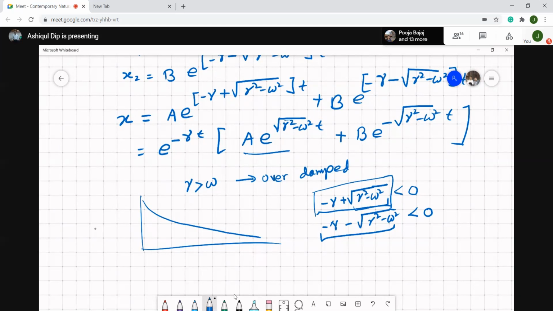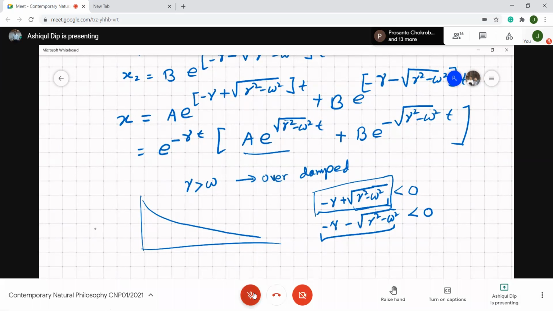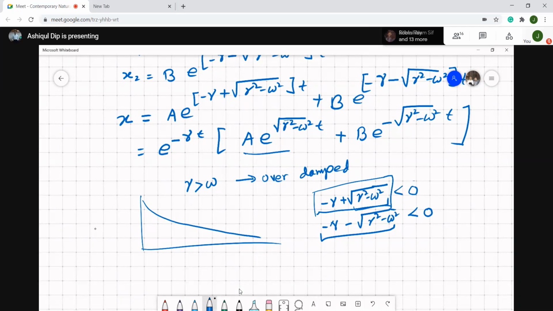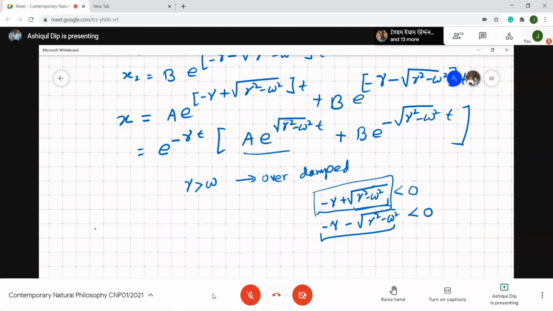So actually, it's a slowly decaying situation, because it's not heavily decaying: the decay factor is not just negative gamma, it's negative gamma plus square root of gamma square minus omega square, which is small, but not as small as just negative gamma. So now we could have another situation, when gamma is less than omega.